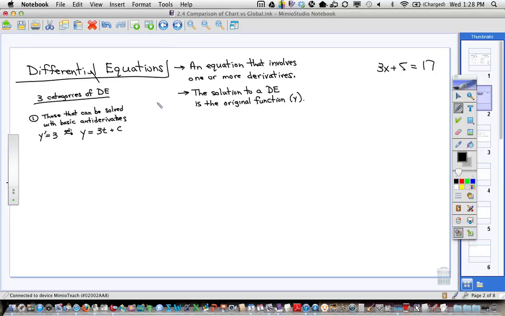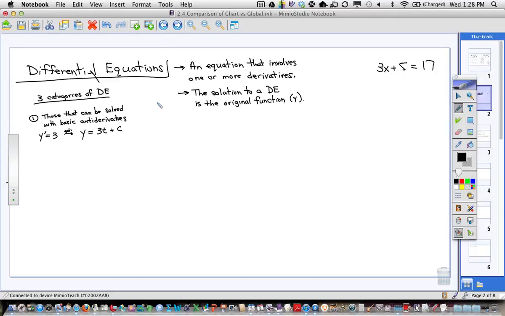So again, we got to get out of that mindset of a solution being a number. The solution is the original function that makes this be true. Now, why is it true? Because if I take this solution and do the derivative, I get y prime equals 3. Yeah, I would get 3 equals 3 because y prime is 3, and so there it is.